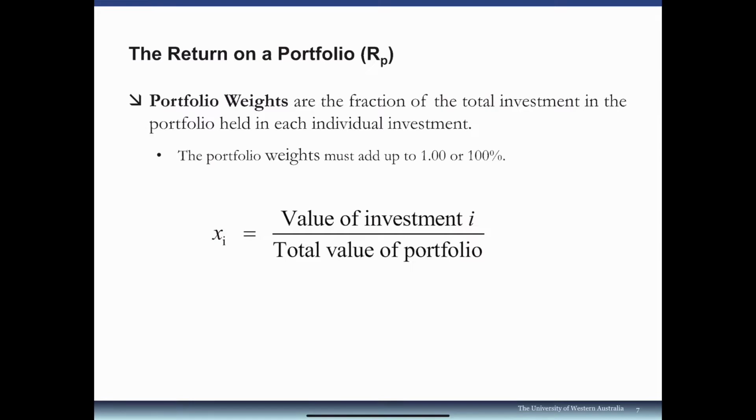So let's go through how to construct a portfolio and how to calculate portfolio returns. The first definition we're going to go through is portfolio weight, which is the fraction of the total investment in the portfolio held in each individual investment. Given that, the portfolio weights must add up to 100%, just like probability, right? So the individual weight xi equals the value of investment i divided by the total value of the portfolio.